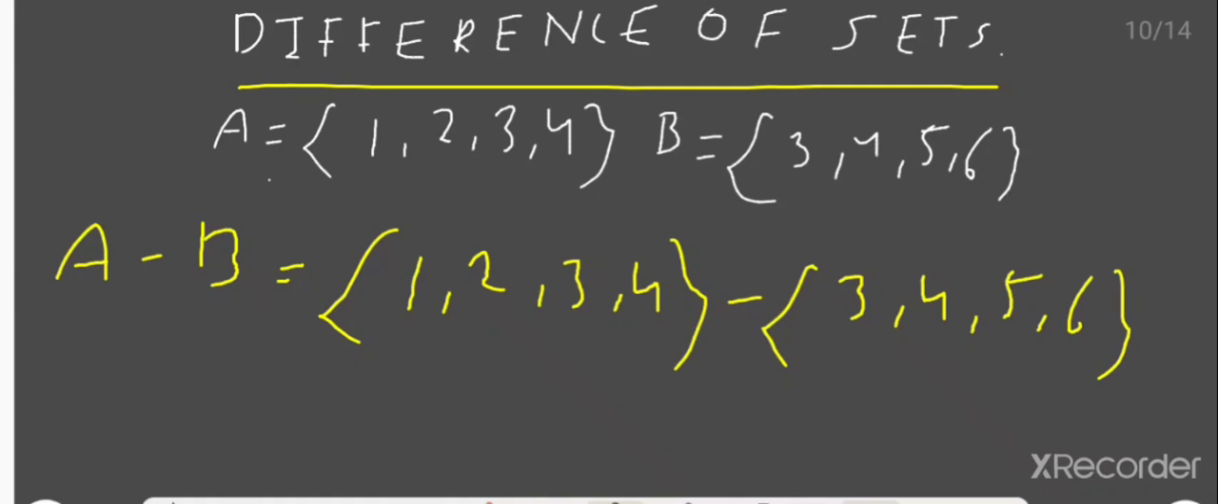So there are two sets, A and B. What is A minus B? We have to write only the elements of A which are not in B. Which elements of A belong to B? 3 and 4. So we have to write the elements of A which do not belong to B. So there are only 1 and 2. So this is the difference A minus B. Okay?